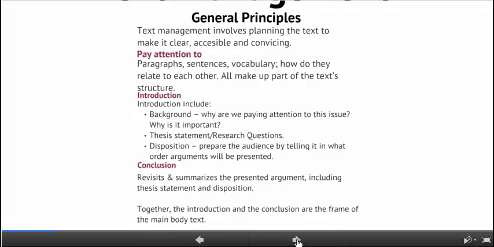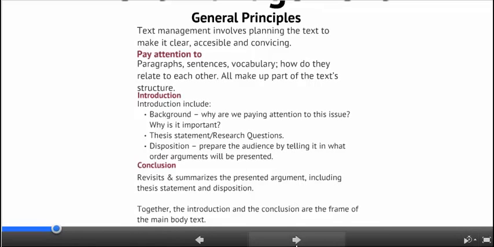And then of course comes the main body text, and then finally comes the conclusion where you revisit and summarize the presented argument, including your thesis statement and disposition. Now, that doesn't mean that you have to repeat the thesis statement verbatim, but it does mean that you have to reconnect to it in some way. So together then, the conclusion and the introduction, they are the frame of the main body text.